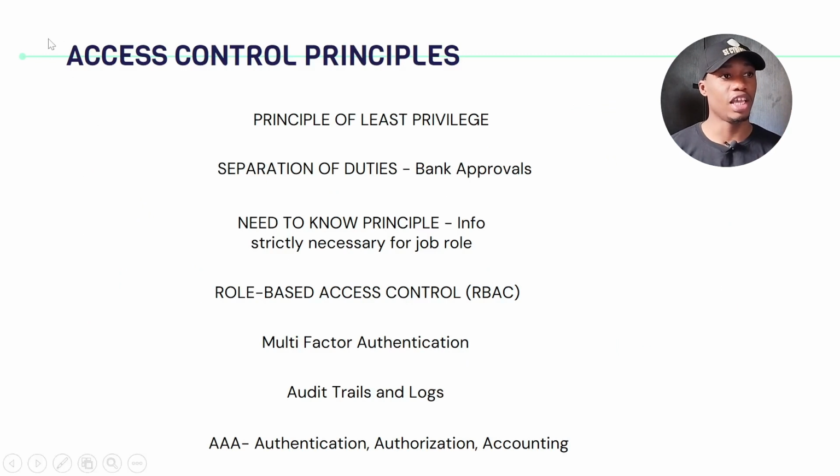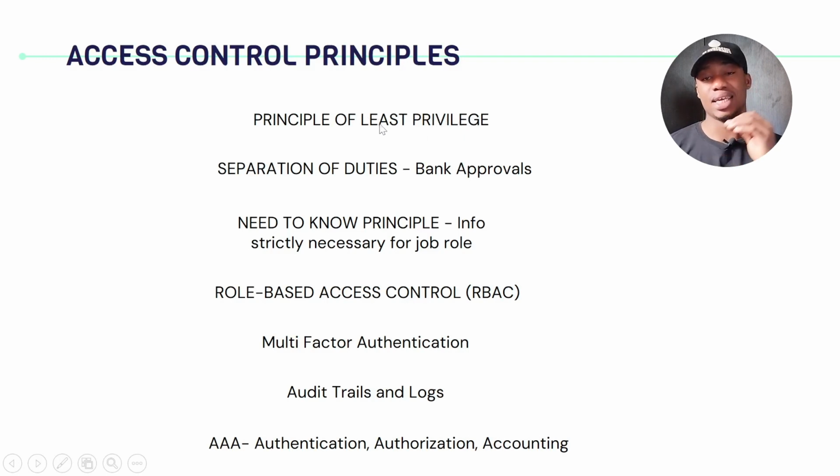So it further goes down to explain the different types of access control principles. The first one is the principle of least privilege, which says that nobody should be given any more than the privilege that the person requires. Give the person the least privilege required for his job role. Nobody in the organization should just have all the access to everything.